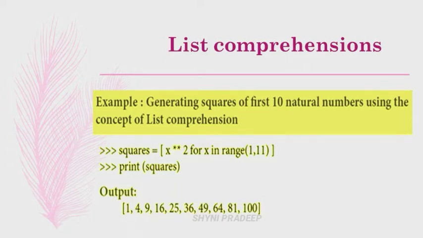Generating squares of first 10 natural numbers using the concept of list comprehension. Here squares is a list is equal to, next write the square brackets. Within square brackets you have to give one condition: x raised to the power of 2. And next write the for loop. Okay, for x in range(1, 11). Here 1 is the start value and 11 is the stop value. Step value is not given, so the default step value is used. Default step value is what? 1. So next, print squares. So for this code you will get the output like this. Okay. Squares of 10 natural numbers will be printed on the output screen.